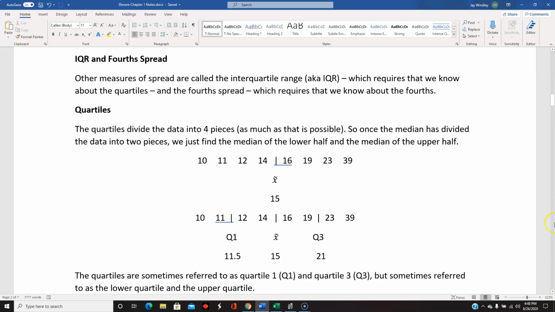So once the median has divided the data into 2 pieces like this, then each of those pieces you just divide into 2 pieces. In other words, you find the median of the lower half and the median of the upper half. So these 4 numbers are the lower half of data. The middle of that would be right here, which is 11.5. And these 4 numbers are the upper half of data. The middle of that would be in between the 19 and the 23, which is 21.